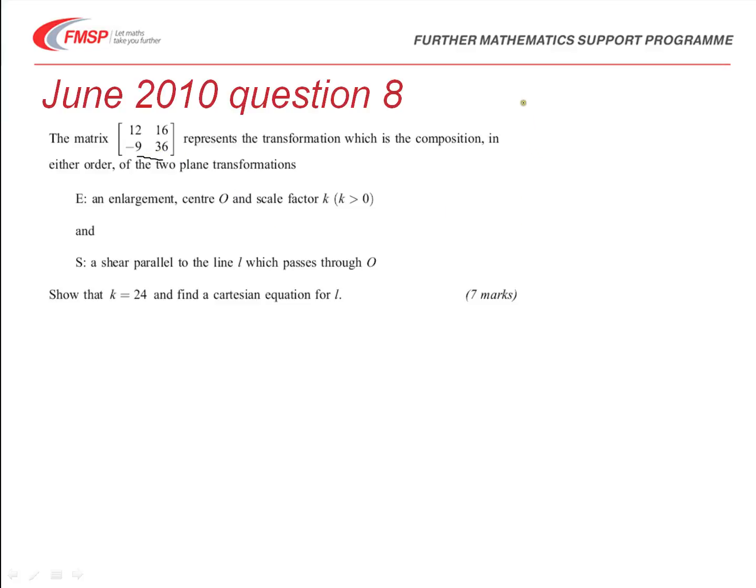So in other words, we know that k squared will equal the determinant, which is going to be 36 times 12 minus 16 times negative 9, which gives us an answer which will equal 576. So k must be equal to 24.